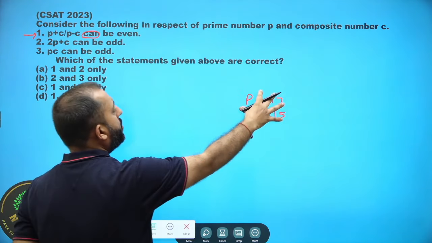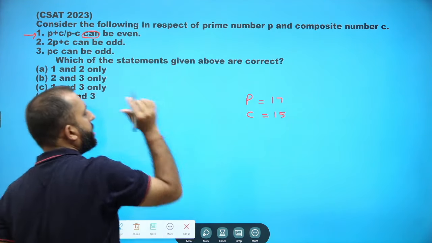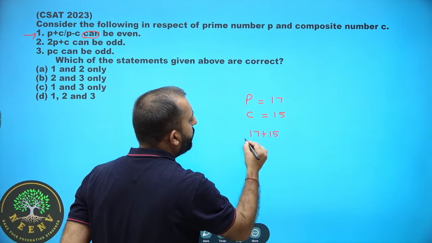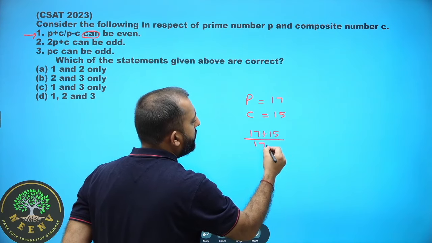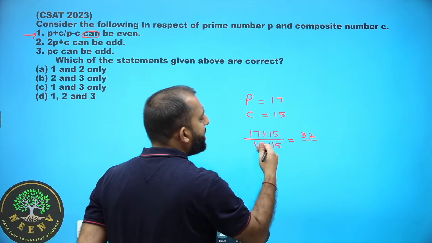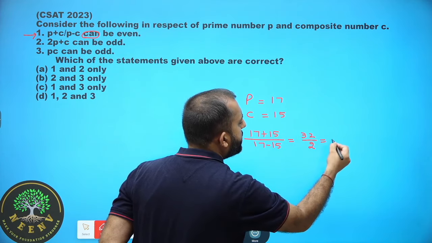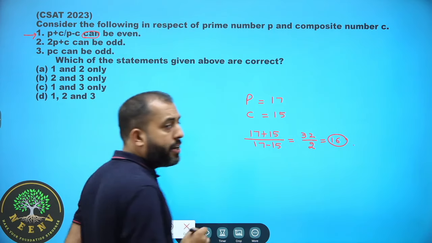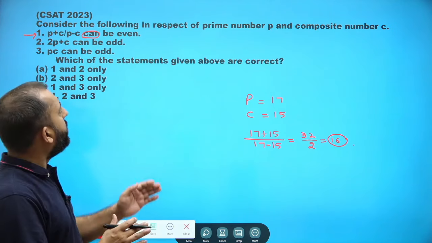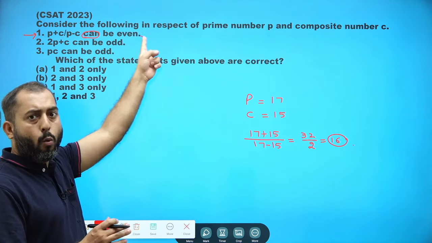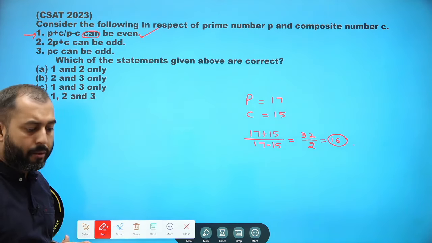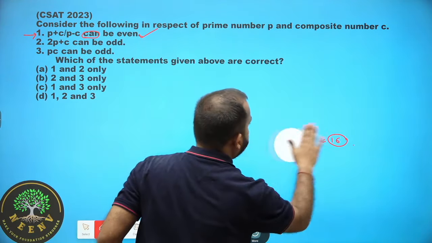Let's try to put these two values over here in statement number 1. So P plus C, 17 plus 15 divided by P minus C, 17 minus 15. So 17 plus 15 is 32. 17 minus 15 is 2. Answer is 16, which is an even number, right? So we found one such case that is in line with the statement number 1. Hence, the statement number 1 is correct. Okay. Now, let's move on to the next statement.